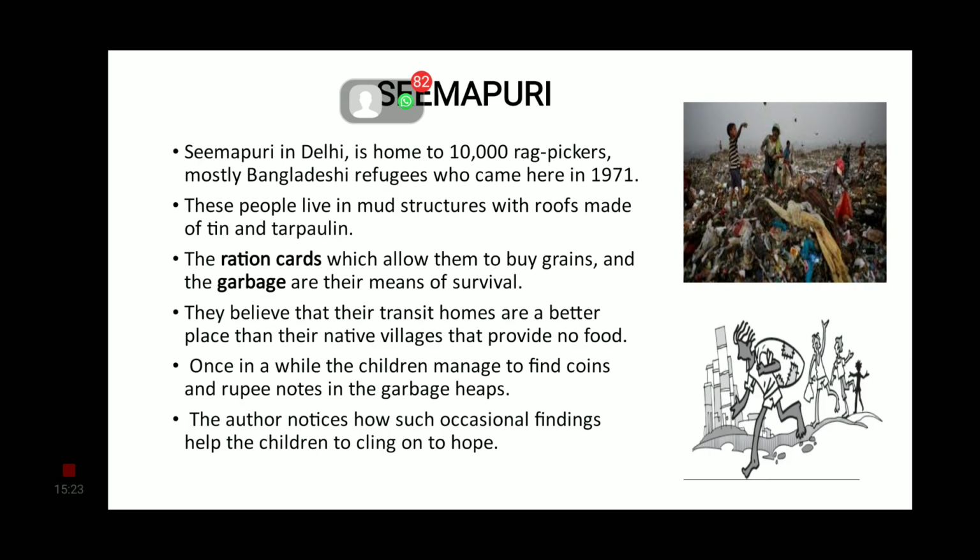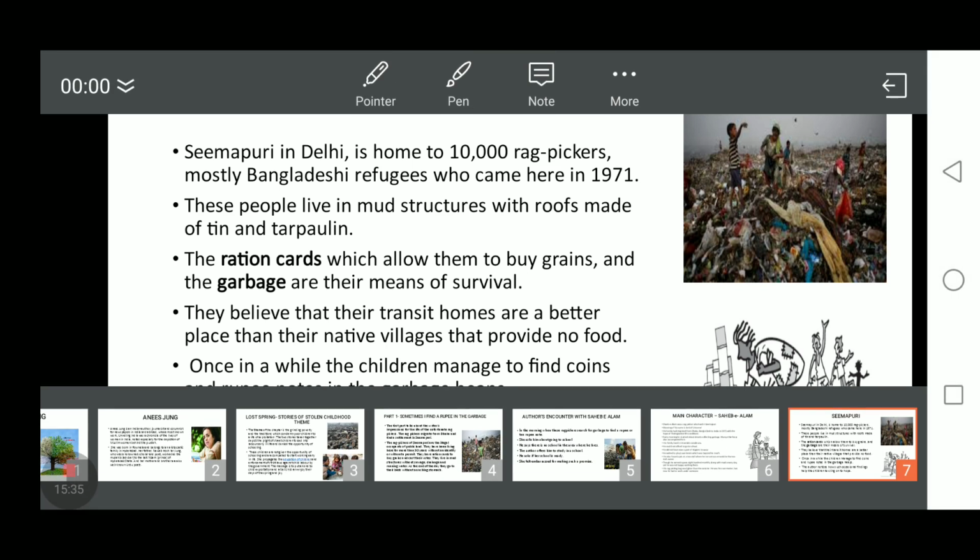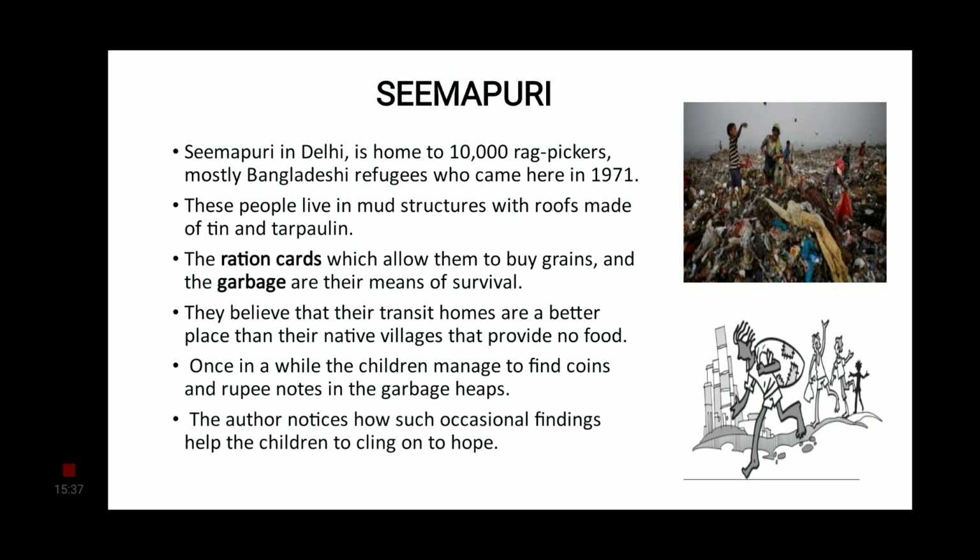Seemapuri, let me tell you, children, Seemapuri in Delhi is home to 10,000 rag pickers, mostly Bangladeshi refugees. They came here in 1971. These people live in mud structures with roofs made of tin and tarpaulin. The ration cards which allow them to buy grains and the garbage are their means of survival. One means of survival is garbage, as I told you. Another is the ration card.